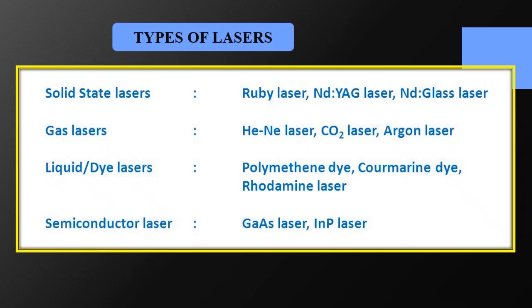So what are the types of lasers? They include the solid state laser, gas laser, liquid laser, and semiconductor laser. Examples of solid state are Nd:YAG and Nd:glass lasers. Gas lasers include helium neon laser, carbon dioxide, and argon. Liquid or dye lasers include polymethine dye, coumarin dye, and rhodamine laser. Semiconductor includes gallium arsenide laser.